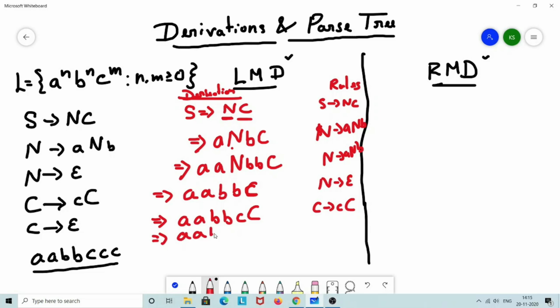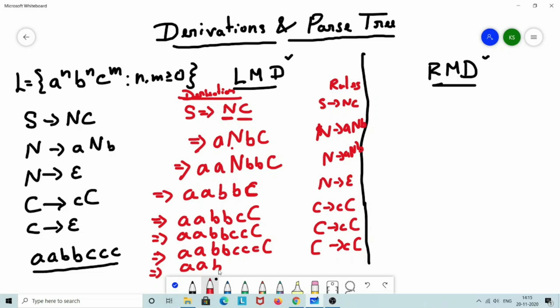Again I have to apply the same rule. So this C is replaced with small c followed by capital C. I require one more c, so capital C is replaced again. Now I got the 3c that I wanted. Now I can simply remove this non-terminal by substituting it with epsilon. So the rule applied is capital C gives epsilon. So this is the string that I wanted, and this is how I obtained this string by performing leftmost derivation. So this is about leftmost derivation.